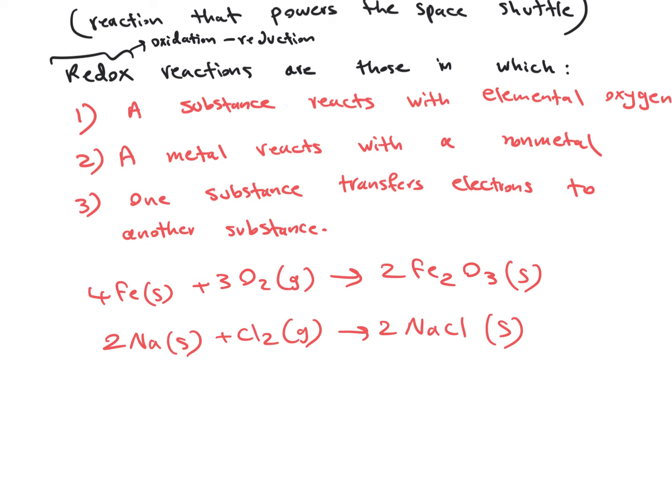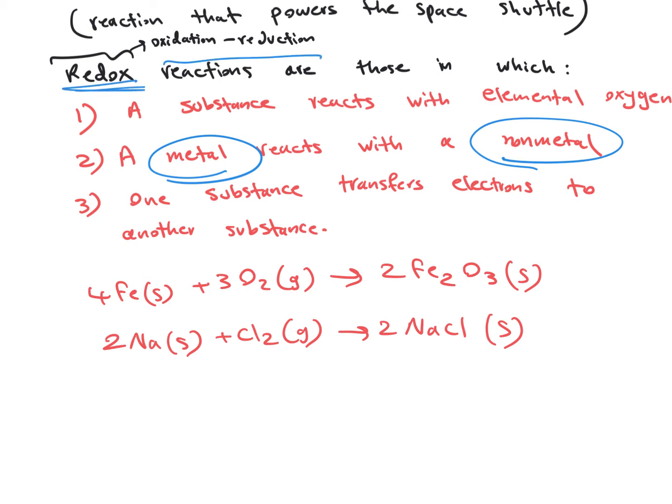Exactly, because we said if we have a metal reacting with a non-metal, we'll be having an oxidation reduction reaction. So we have metal and non-metal, right? For some reactions it is not as easy to see, but right now we don't worry about them. For now, if you see oxygen or if you see metal reacting with non-metal, you can be quite certain that you have oxidation reduction reactions.